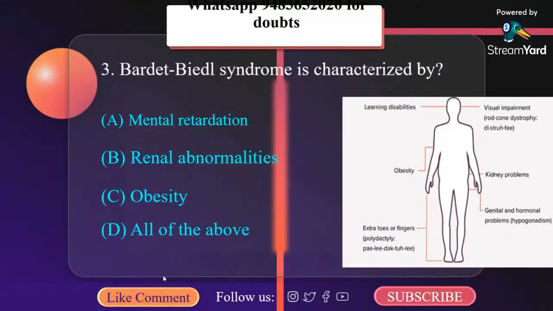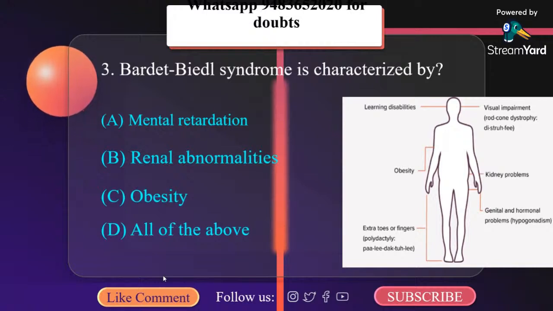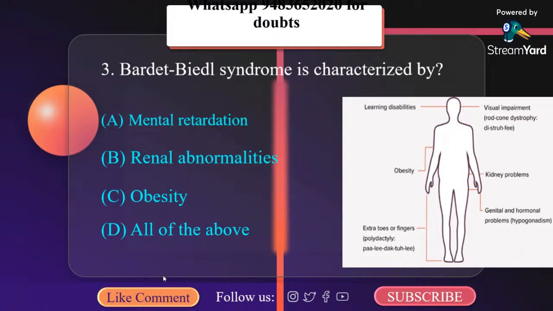Now let us move to the next question. Bardet-Biedl syndrome is characterized by A, mental retardation, B, renal abnormalities, C, obesity, D, all of the above.